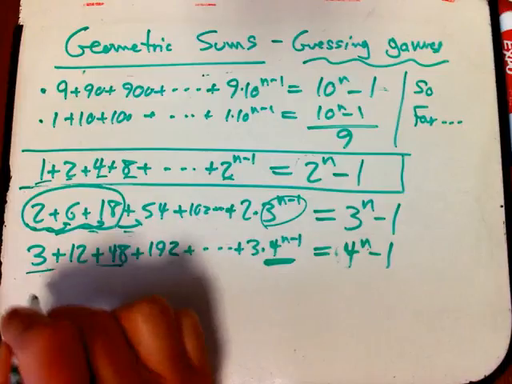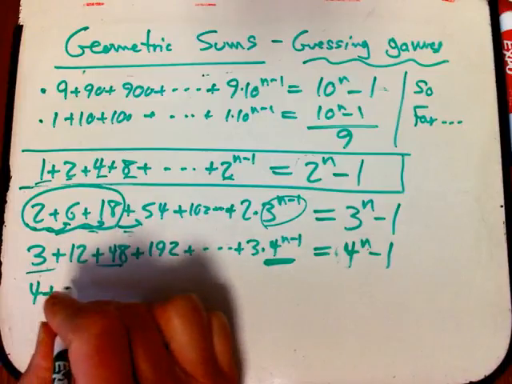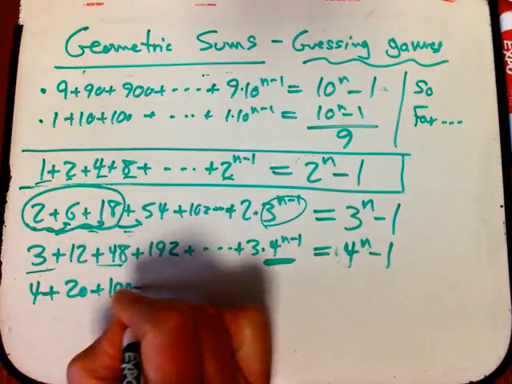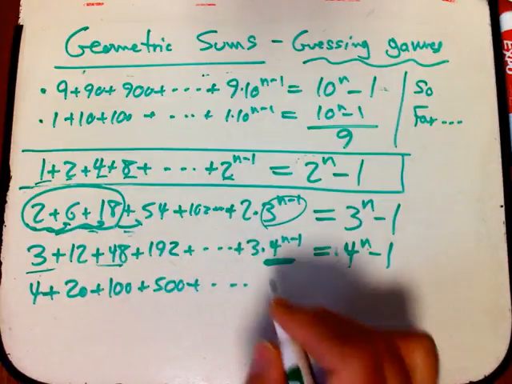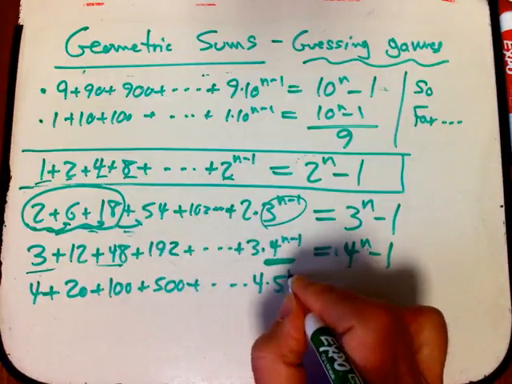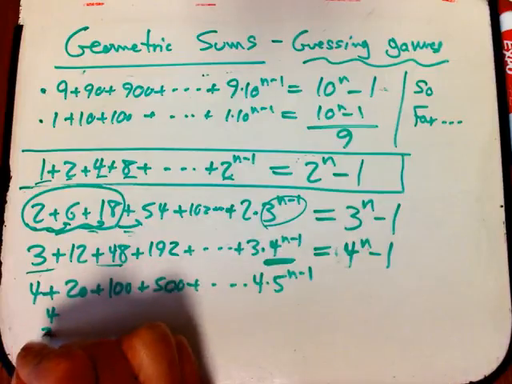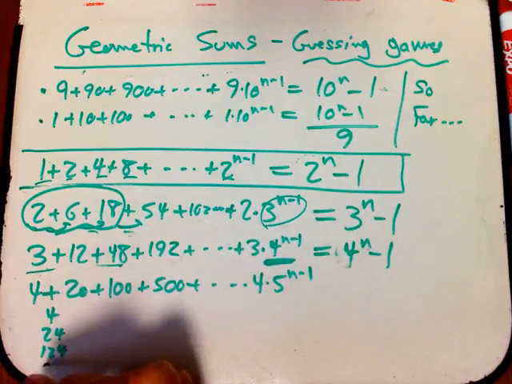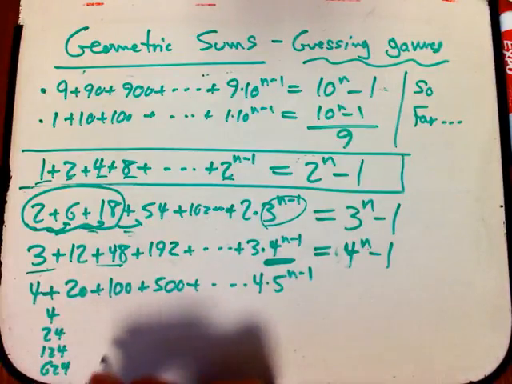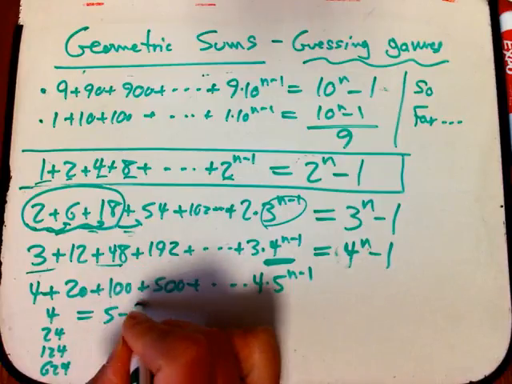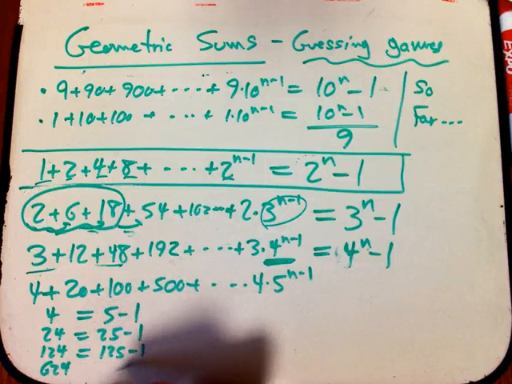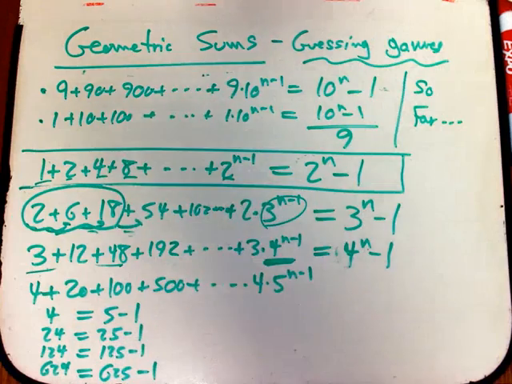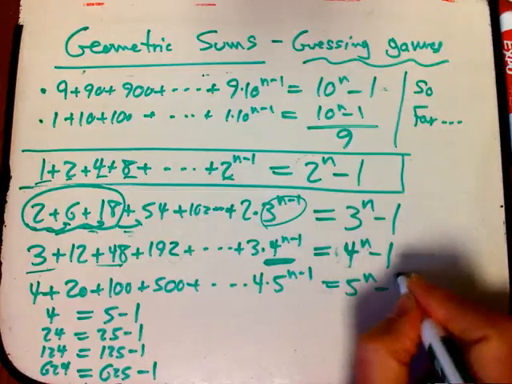But real quick, I'll just do 4 plus 20 plus 100 plus 500. You probably get the idea. That's 4 times the powers of 5. You get 4, 24, 124, 624. I think we know what to get. Yes, that's 5 minus 1. Yes, that's 5 squared minus 1. Yes, that's 5 cubed minus 1. And that is 5 to the 4th minus 1. So this is 5 to the n minus 1.